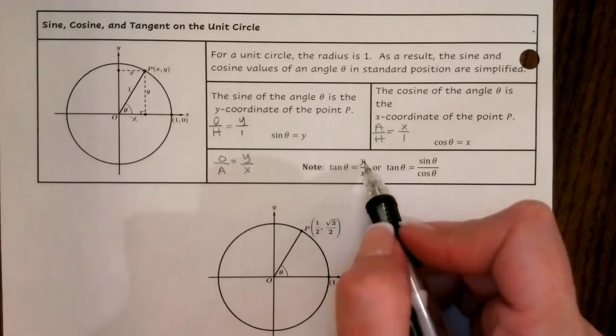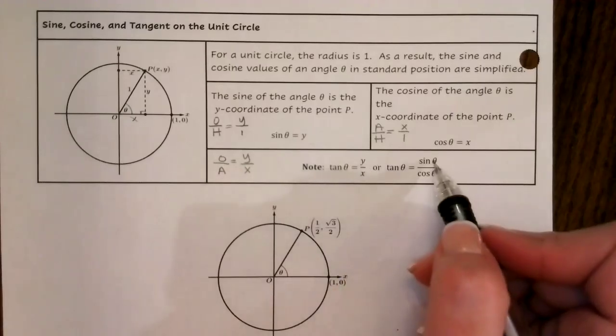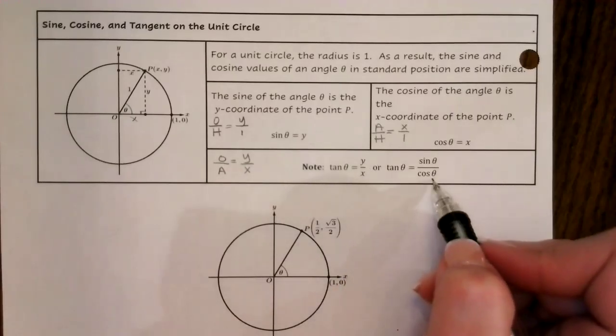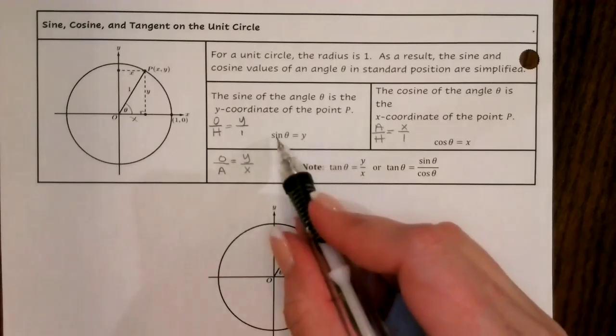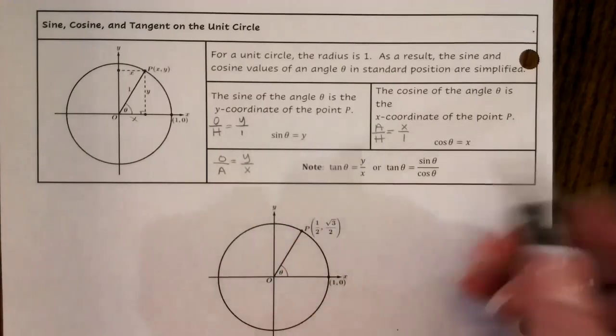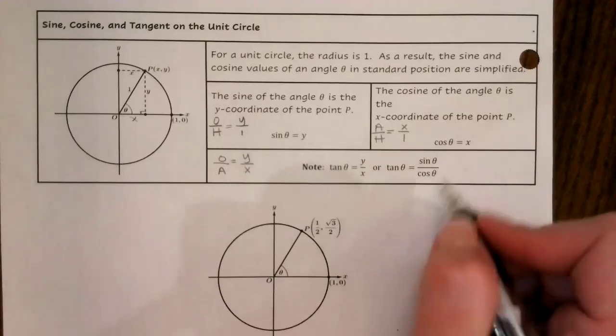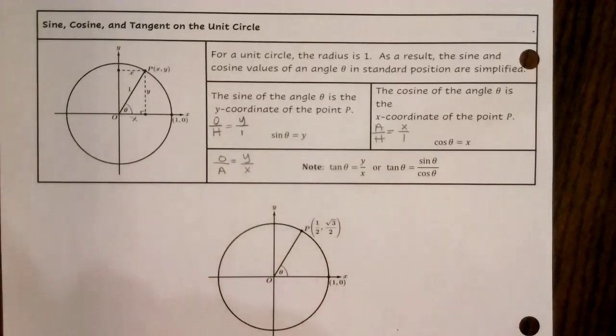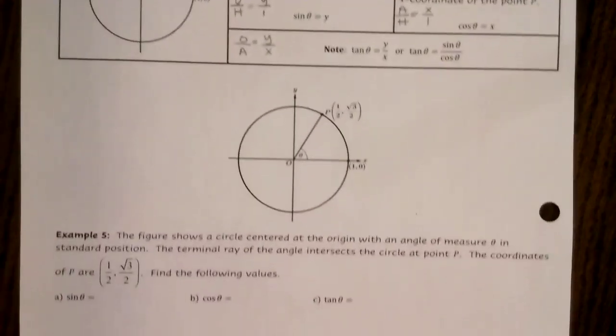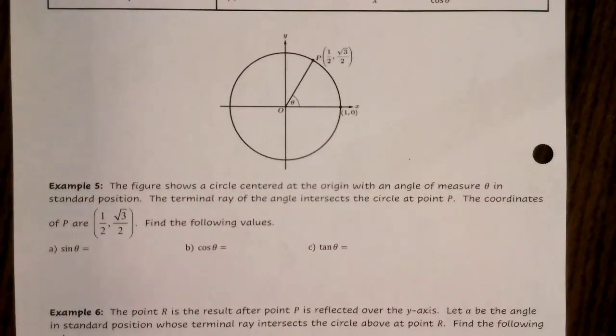And so for our tangent, we've got y over x, or we could say it is sine of theta over cosine of theta, since the sine of theta is y and the cosine of theta is x. This is an identity that you'll have to learn later, so we went ahead and introduced it to you there. All right, so let's talk about what that means on this unit circle.